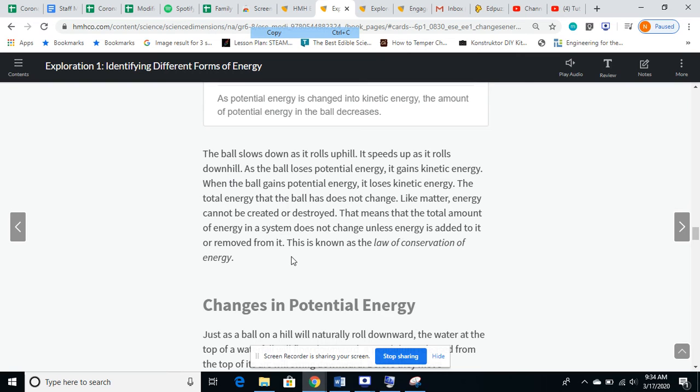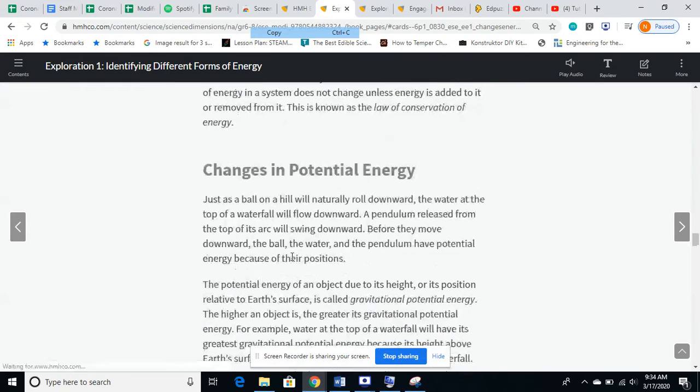That means that the total amount of energy in a system does not change unless energy is added to it or removed from it. This is known as the law of conservation of energy.